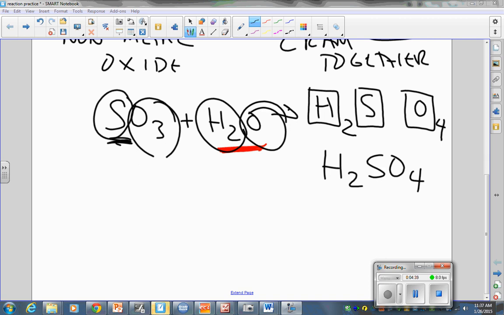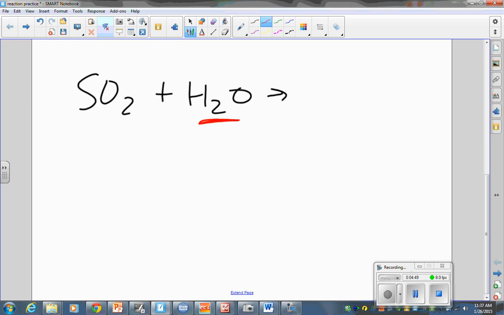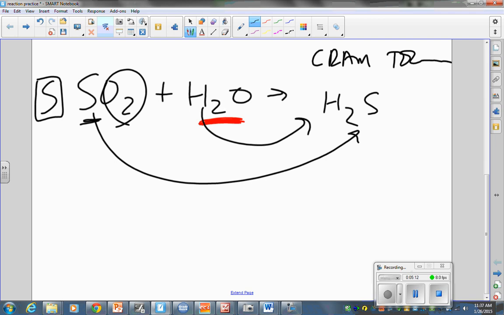You want to do another one? Of course you do. SO2 plus water. How do I know what kind of reaction this is? Water on the left-hand side. I know it is a synthesis reaction, so I'll give a little S there for synthesis, which means I check. Oh, I got a non-metal. That is a cram together. I'm going to take my H's, 2. I'm going to take my nonmetal, S. I'm going to take my O's, bam, H2SO3, boom shakalaka.